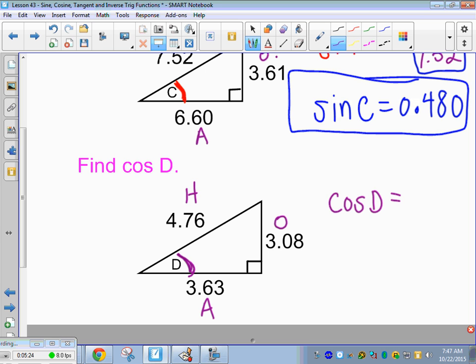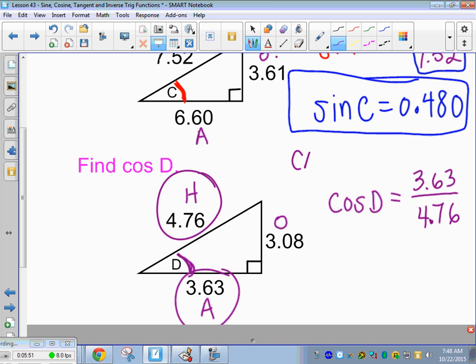So according to CAH, we're going to find cosine D, right? So cosine is what over what? Adjacent over hypotenuse. So my fraction is going to be A over H. So 3.63 divided by 4.76. And somebody on their calculator round that to 3 decimal places like we always do and tell me what answer that is. Sydney? Okay, awesome.